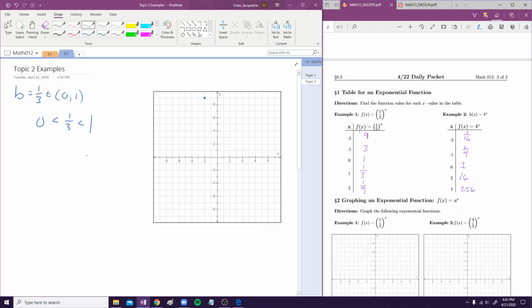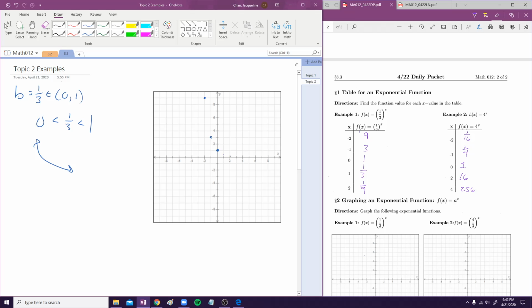So since it's between 0 and 1, what do we know about our function then? Our function is going to be decreasing like this. So this is a really good thing to keep in mind when we graph. When we do find the points, if our graph doesn't look like the general graph, then something went wrong. All right, so let's keep plotting points. So at -1, we have 3. At 0, we have 1 always, and then 1/3, and then 1/9.